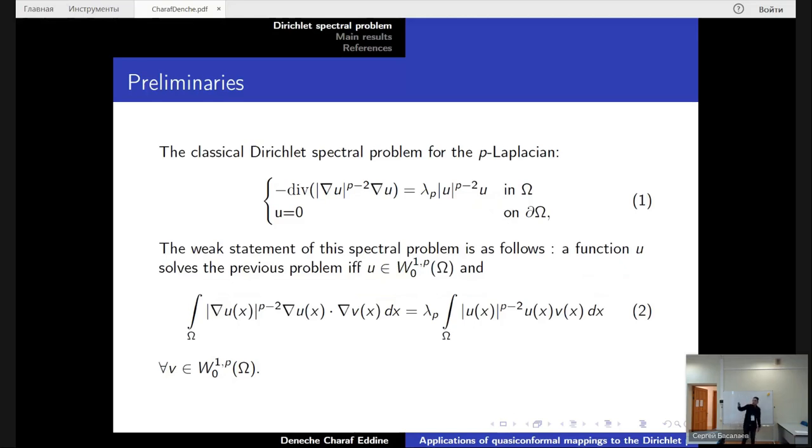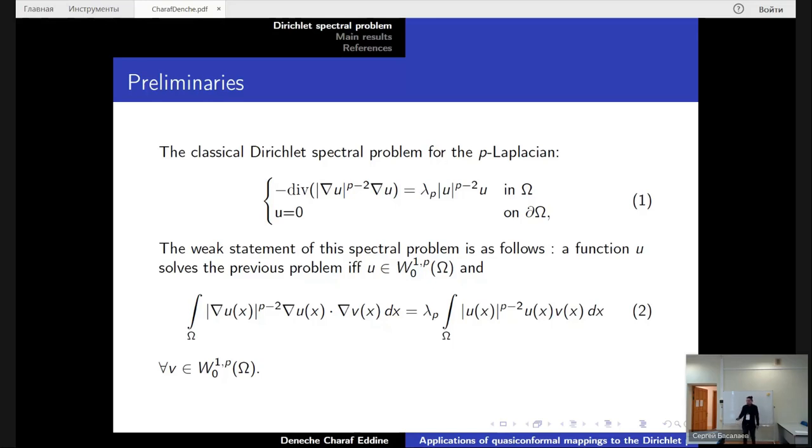Exactly, we studied the spectral problem with the Dirichlet boundary condition. As the principal results, we obtained the first eigenvalue of this spectral problem. We recall that for P equal to 2, we have the Laplace operator. For P greater than 2, we obtain the degenerate case. And for P between 1 and 2, we have the singular Laplace operator.